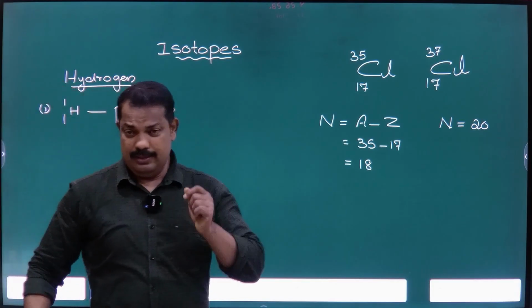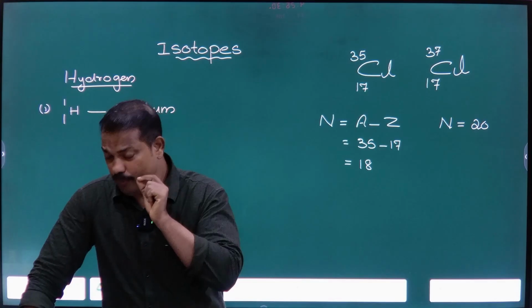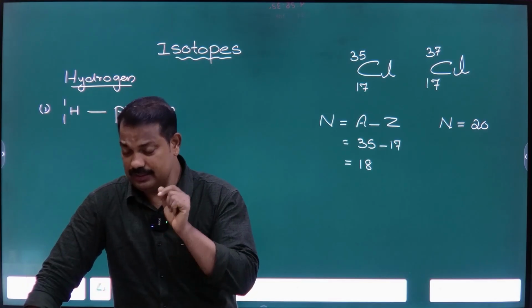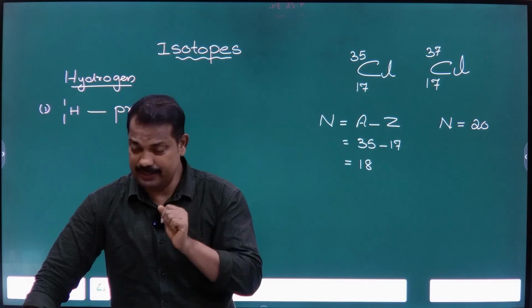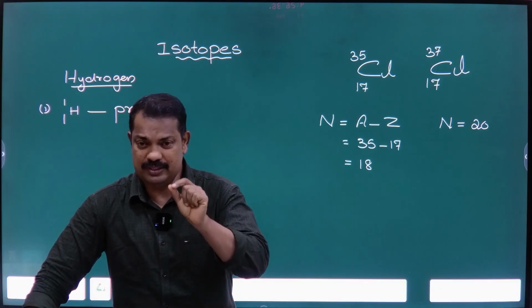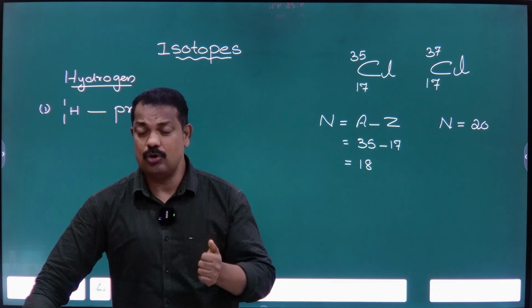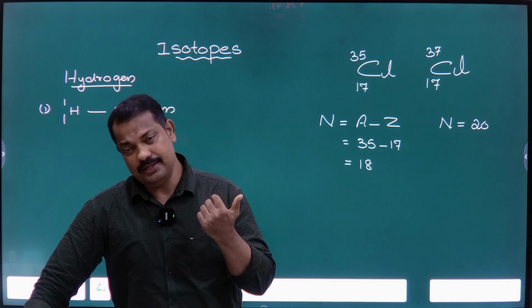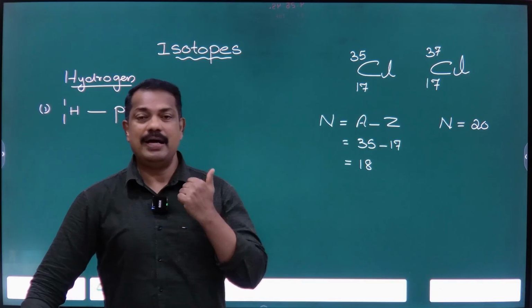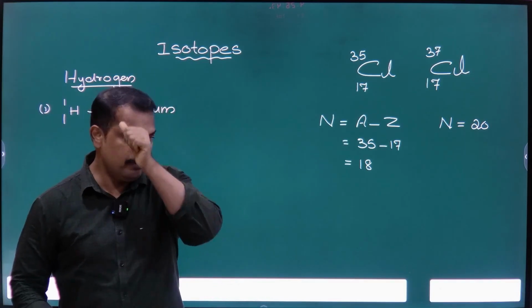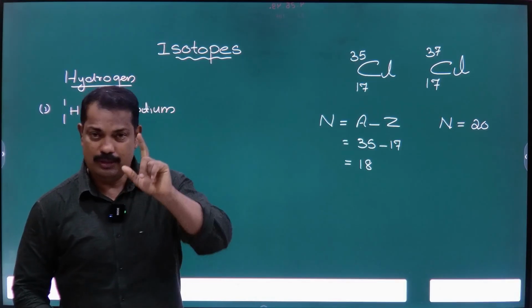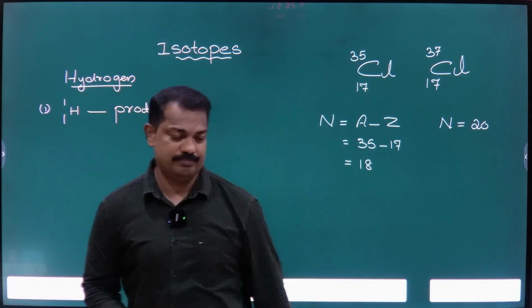So, in the isotope of hydrogen whose name is protium, the number of neutrons present is equal to 0. Number of protons equal to 1. Number of electrons equal to 1. Mass number equal to 1. But number of neutrons, 0. Clear?